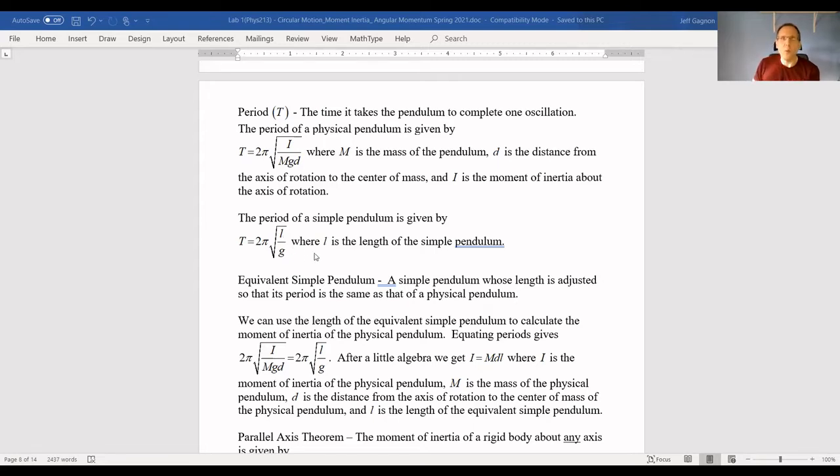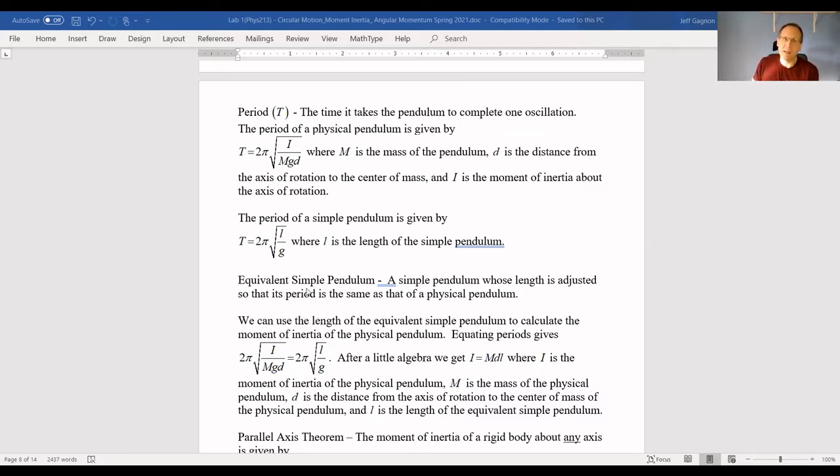Okay, so why am I mentioning all this? Well, we're going to use these ideas of the period of a physical pendulum and a simple pendulum to solve for the moment of inertia of that aluminum stick about certain points of rotation, about its axis of rotation. So we're going to use these ideas. How do we do that?